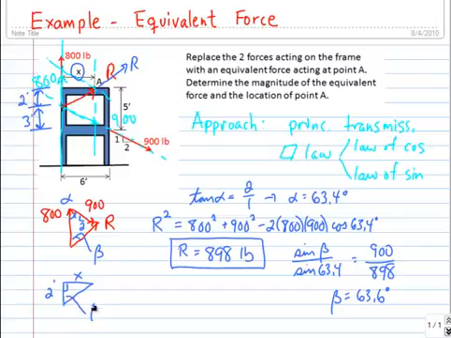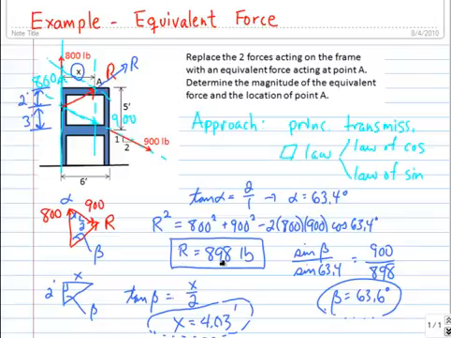And this is the angle beta that we just calculated. So the tangent of beta, which is 63.6 degrees, is equal to x over 2. Then we can calculate x to be 4.03 feet. So we have the position of the force, we have the direction of the force, and we have the magnitude of the force, and that's it. I hope this was enlightening. Thank you.